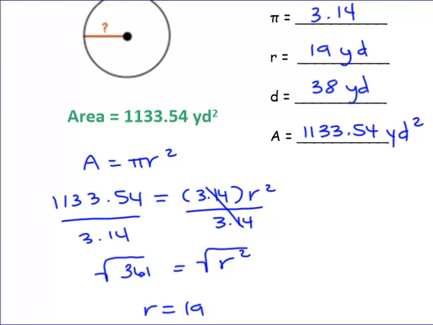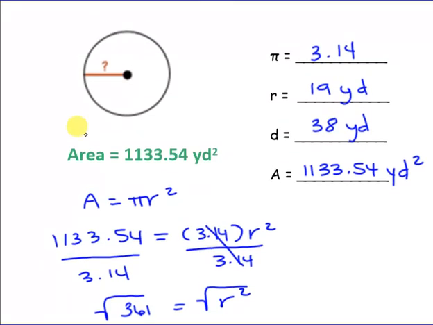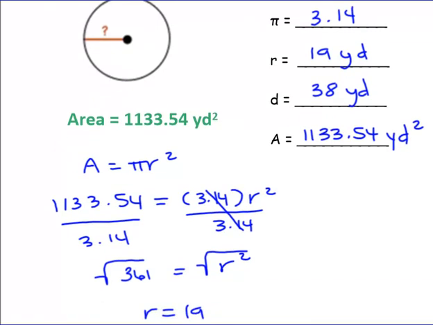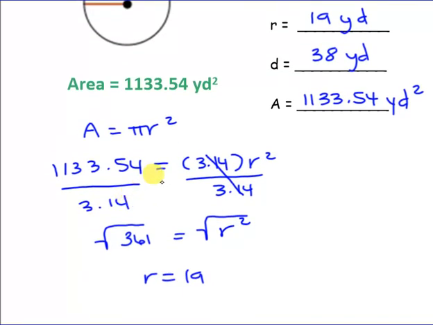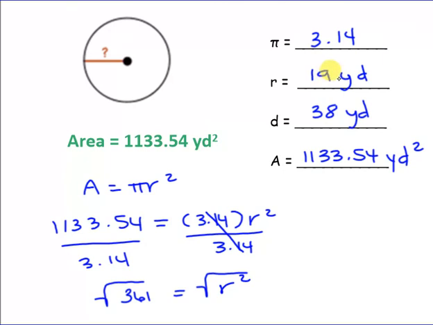All right. So for this one, you were working backwards because you were given the area, but you were not given the radius or the diameter. So you have pi is 3.14, and you were given the area of 1,133.54. When you put it in the formula, you divide both sides by pi, and then you're left with 361 equals r squared. You take the square root of both, and you're given 19. Now, once you have the radius of 19, you can figure out the diameter by doing twice the radius, and so that would be 38 yards.